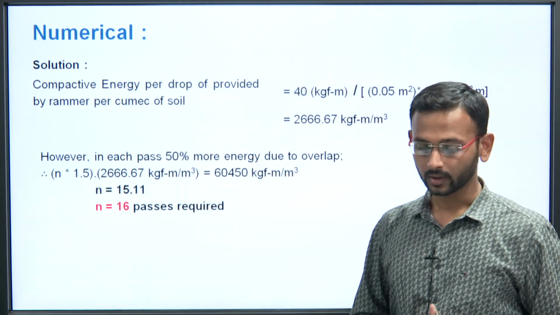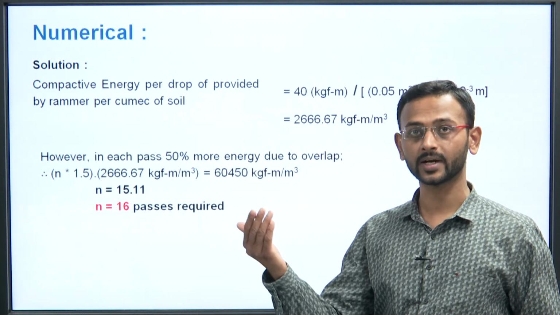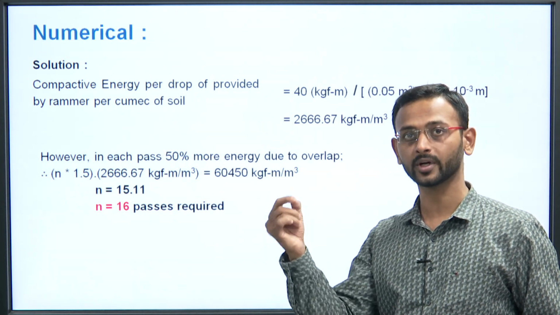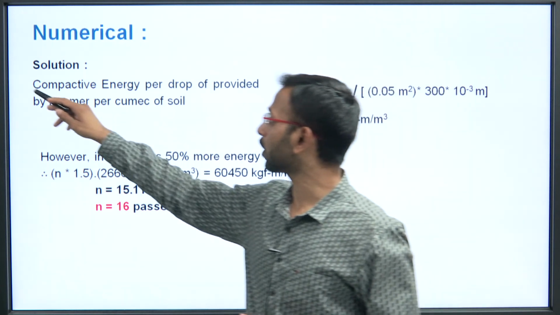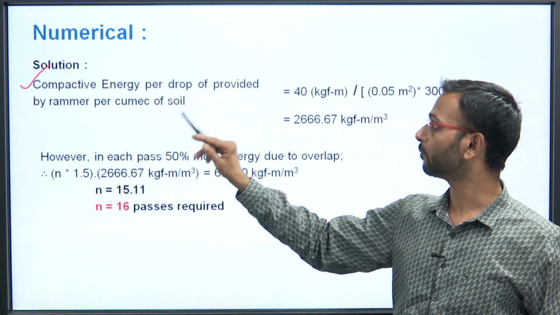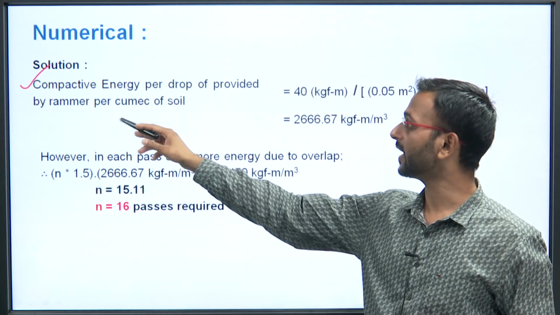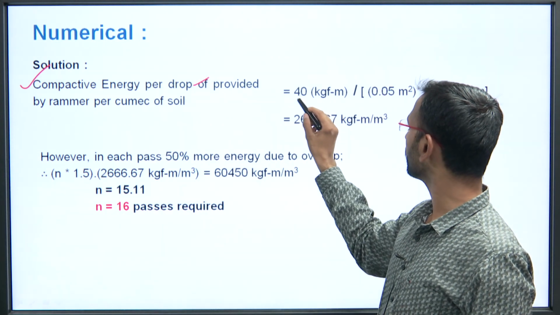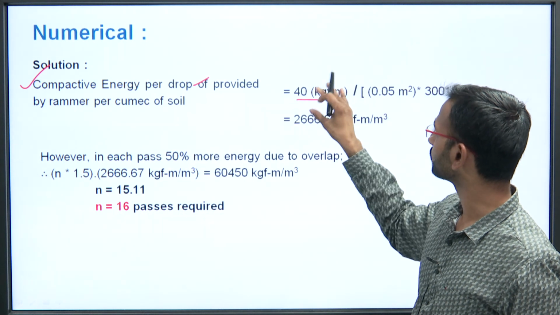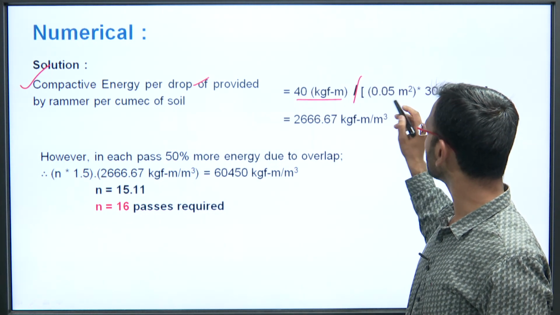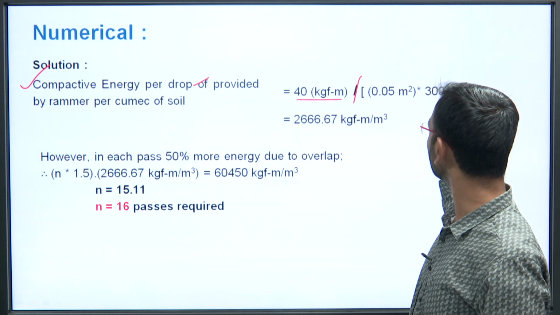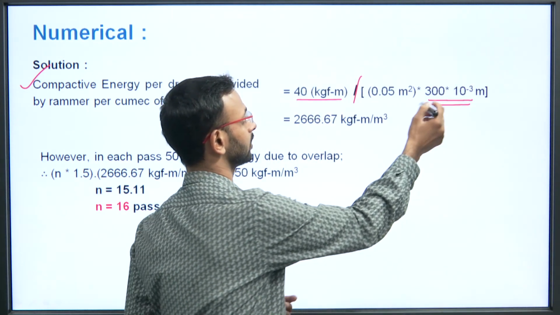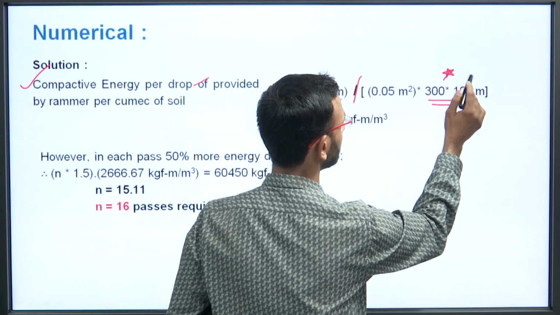So the value comes out to be 60,450 kgf meter per meter cube. Now you already know that the energy to be imparted is 60,450 kilogram force meter per meter cube. So the compactive energy per drop provided by the rammer per cubic meter of soil is 40 kilogram force meter divided by 0.05 meter square into this lift thickness of the soil.